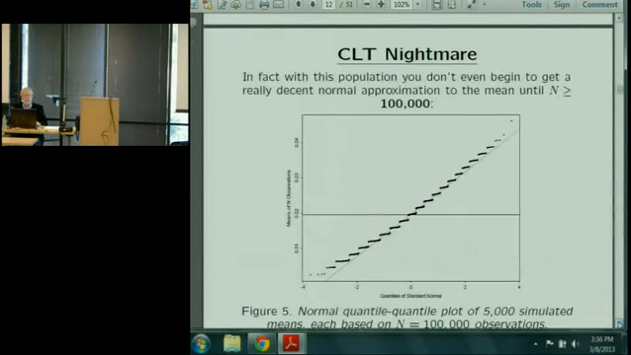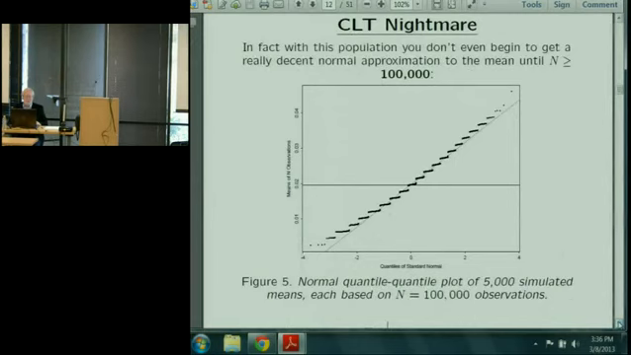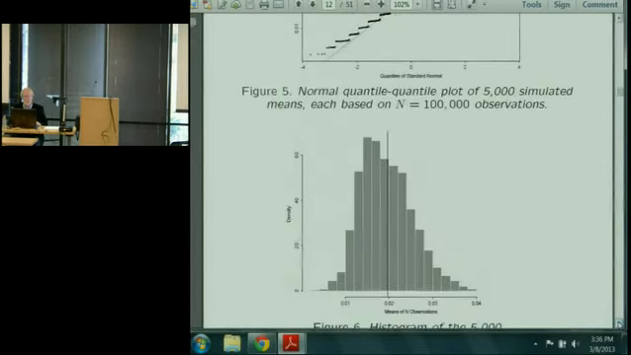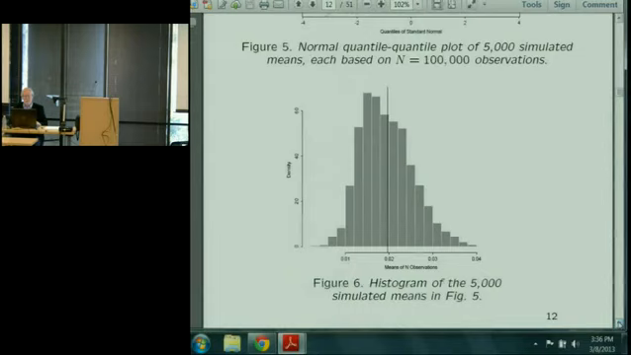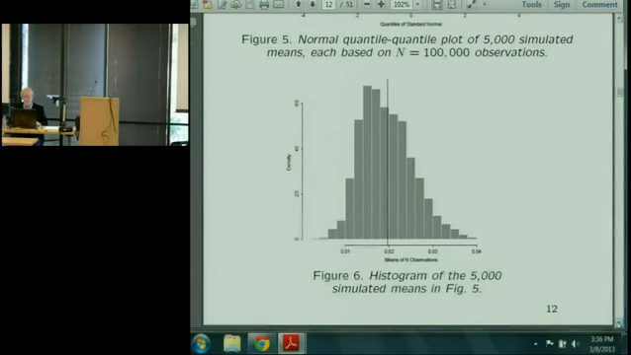100,000 observations is beginning to get warm, but you still can see that it's not quite normal. It still has an appreciable long right-hand tail to it because it's curved in a bowl-shaped, upward sort of way. This is a histogram of the 5,000 simulated means in the picture I showed you a minute ago, and you can see that it still has substantial skew.